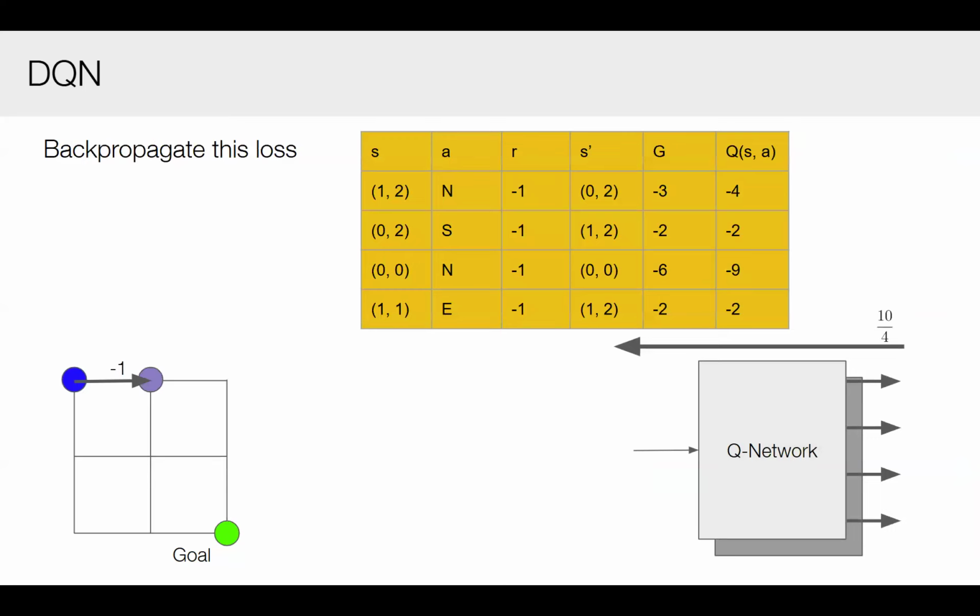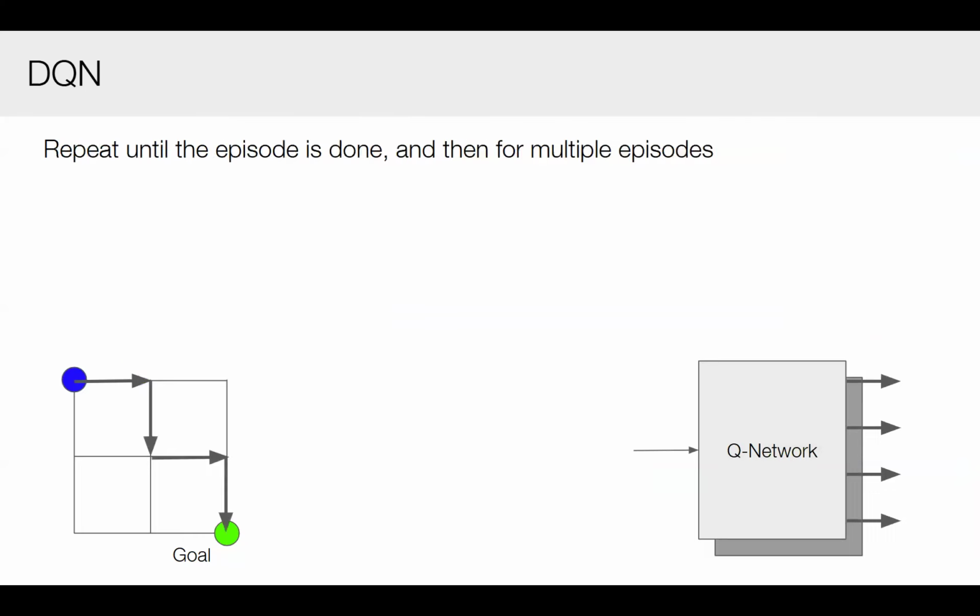Okay. So yeah, we're gonna backpropagate this loss, and repeat this step until the episode is done. And then as before, we're gonna repeat every single time, for multiple episodes, until eventually your networks will converge to something that represents accurately predicting all possible Q values. Does anyone have any questions overall with this algorithm?